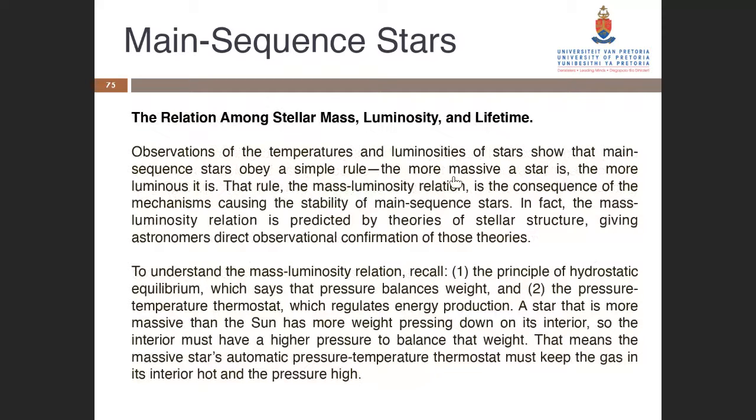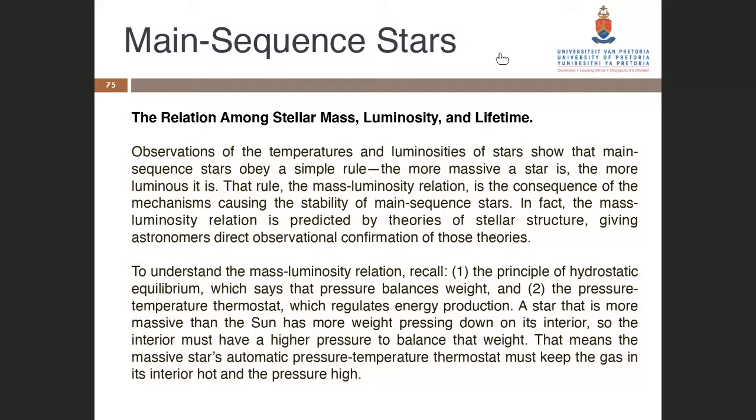So what is the relation among stellar mass, luminosity, and lifetime? Observations of the temperature and luminosity of stars show that main sequence stars obey a simple rule. The more massive a star is, the more luminous it is. That rule, the mass-luminosity relation, is the consequence of the mechanisms causing the stability of main sequence stars. In fact, the mass-luminosity relation is predicted by theories of stellar structure, giving astronomers direct observational confirmation of those theories.